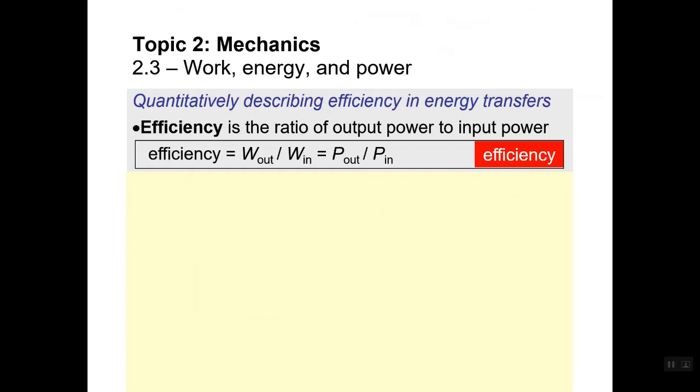Efficiency is a ratio of the output power to input power, or efficiency is the output energy over input energy.